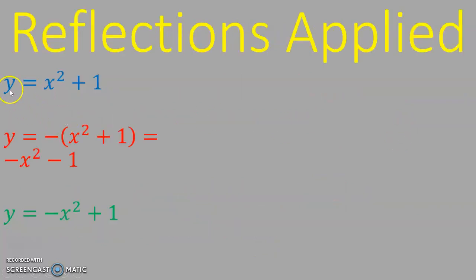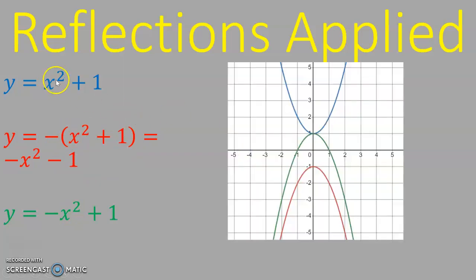So here we have, this is not the parent because we're adding 1. We know adding 1 makes it go up, but adding 1 helps us see the difference between multiplying the entire function by negative or just the first term by negative. So let's go ahead and look at the graph here. The blue is x squared plus 1 with no negatives. It's just the parent shifted up 1. If you look at the red, you're multiplying the entire function by a negative. So the negative goes with both the x squared and the 1.